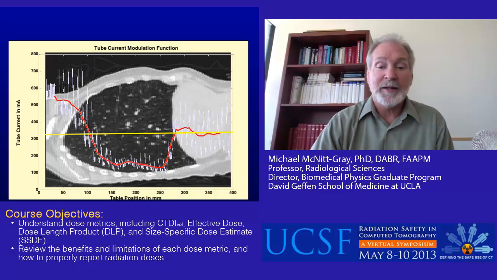By the way, the x direction in this plot is the table position in millimeters, and the y-axis is tube current in milliamps. The yellow line represents the average tube current taken across the entire scan, and I think you can see that from this illustration. The CTDI vol then is going to be based on this single value, the average tube current in yellow. That's the average across the entire scan performed.